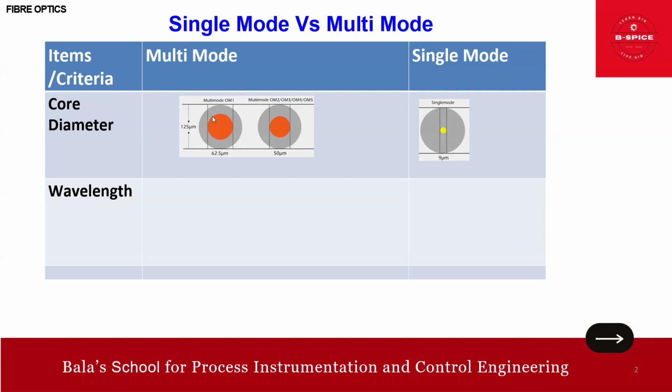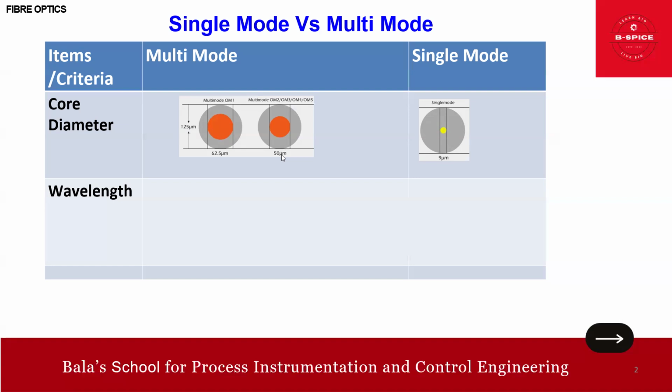In this, friends, the multi-mode, as I explained earlier in that previous video, has different modes, right? OM, optic multi-mode, 1, 2, 3, 4, 5, all these. So if you see here, the diameter is 125 micrometer. When we talk about the core, it is 62.5 micro for the OM1. And for OM2, 3, 4, and 5, it's 50 micro.